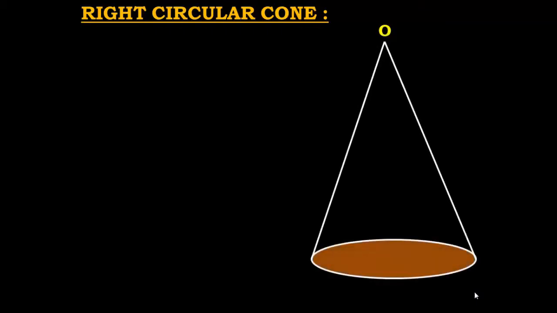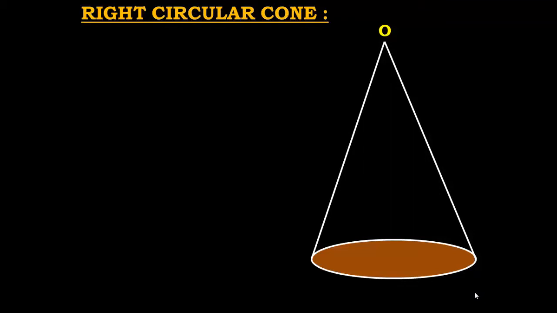See the right circular cone. Now see the best example of a right circular cone. You have an ice cream cone, then you have a birthday cap. For a cone there are two surfaces. One surface is a curved surface and one surface is a plane surface, that is, a circular surface.